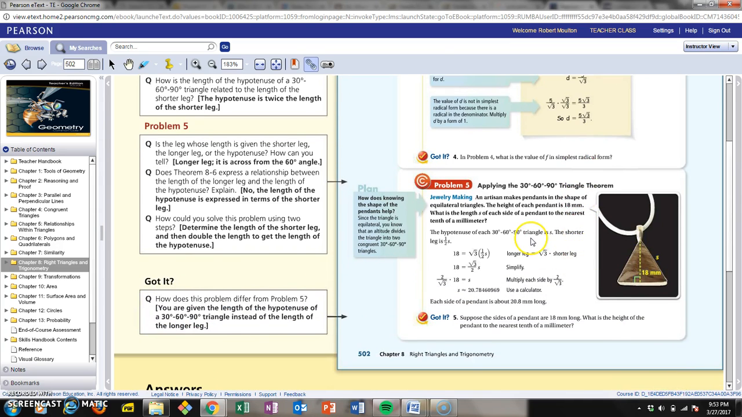Alright, last little problem here, applying the 30-60-90 triangle. Same idea. Again, this one is a little bit complicated in what they do in here. But we have the long leg is 18 millimeters. So first you could figure out the short leg, just like we did up here. And then once you get the short leg, you multiply by, you tell me, by 2. Because the hypotenuse is twice the short leg. So essentially that's what they do in this process here. They just do it a little bit differently.